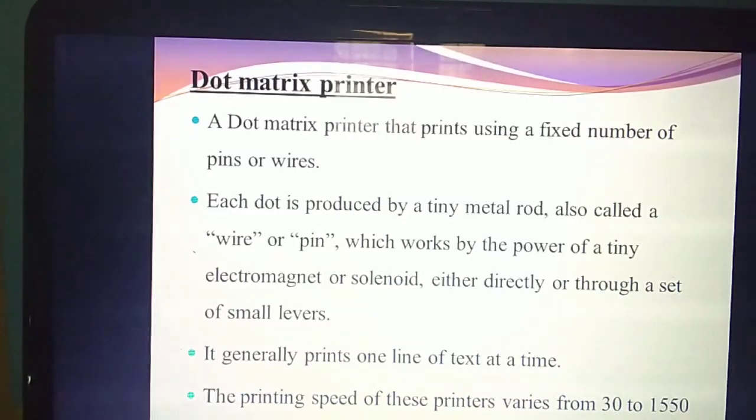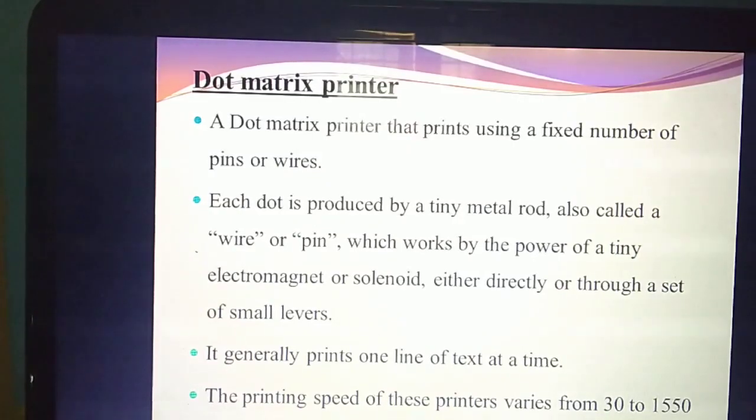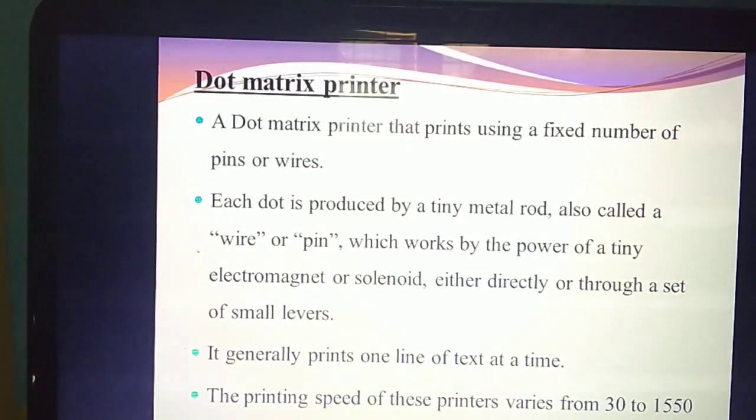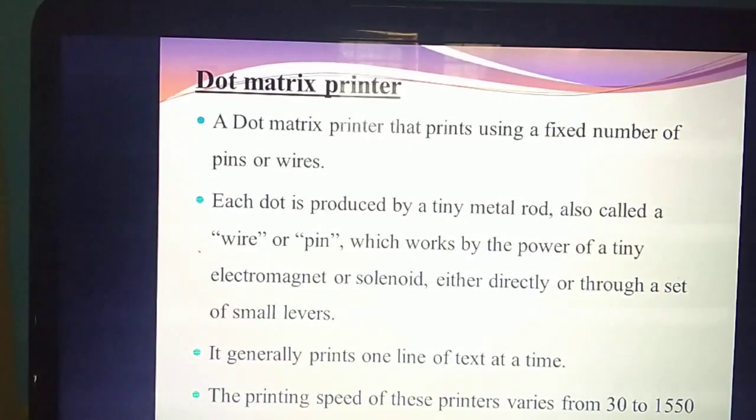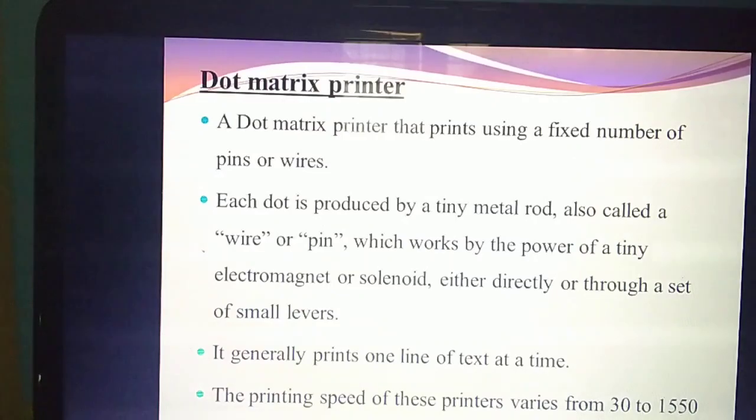What's the first point? The dot matrix printer contains a fixed number of pins or wires, 5 or 6, present inside this dot matrix printer.